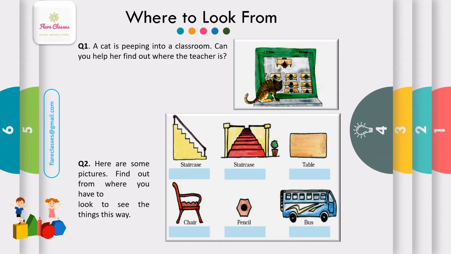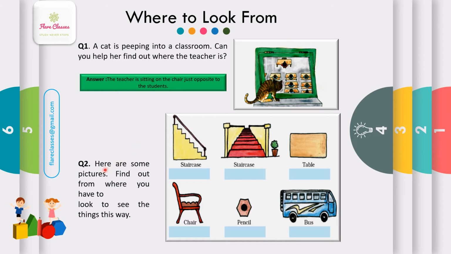Now we will try to solve some questions here. Question number 1 is, a cat is peeping into a classroom. Can you help her find out where the teacher is? Yes, the teacher is sitting on the chair just opposite to the students.